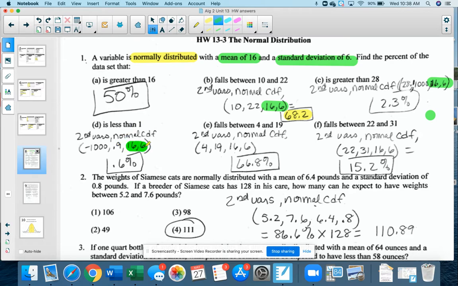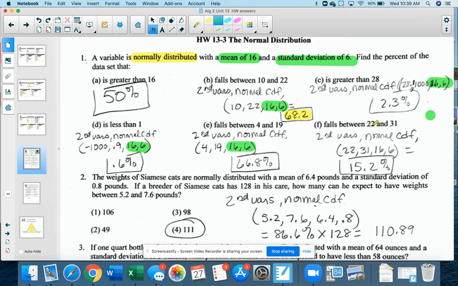And then again, my mean and my standard deviation are 16 and 6. Those are staying the same the whole time. The only thing that's changing is the lower and the upper. And I get 0.6%. Falls between 4 and 19. So my lower is 4, my upper is 19. My mean and my standard deviation are staying the same, 16 and 6. Put that all in my calculator and I get 66.8%.